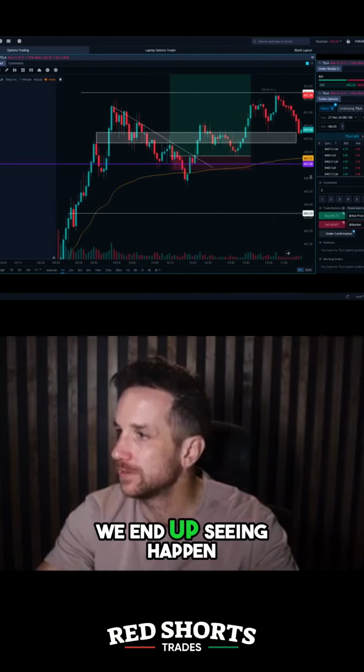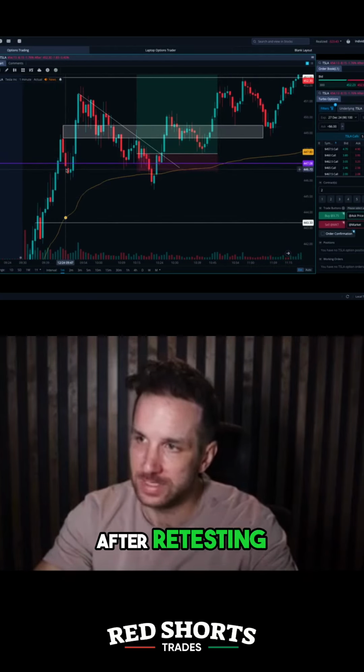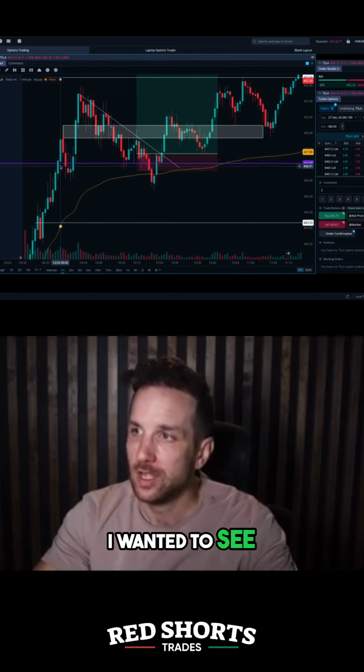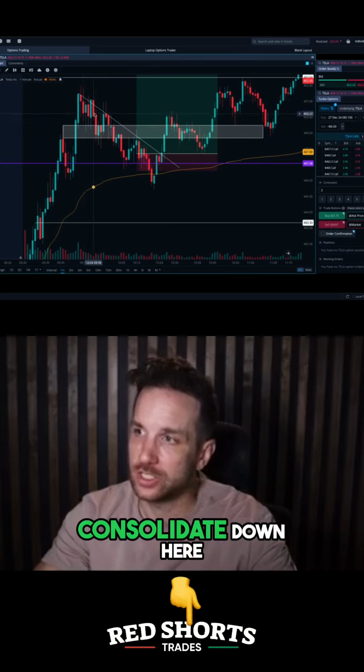And so what did we end up seeing happen? Well, we ended up getting this impulsive move push after retesting. It didn't retest perfectly with a momentum candle I wanted to see, but it did end up pushing up above. And then we started to see it just consolidate down here.